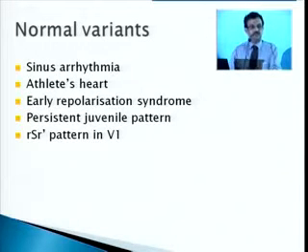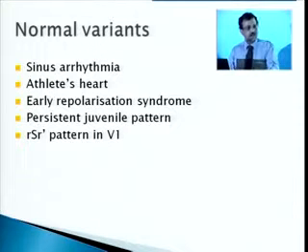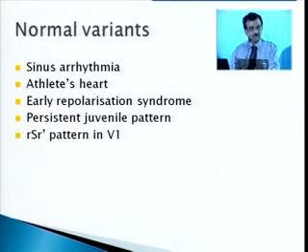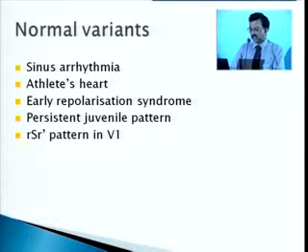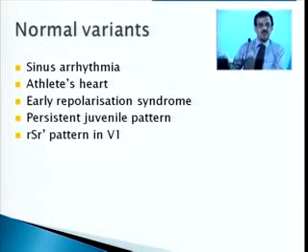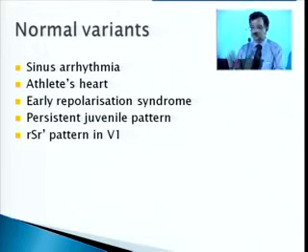Some normal variants, we will have a look at them. One is sinus arrhythmia, then there is athlete's heart, then there is early repolarization syndrome, there is persistent juvenile pattern, and sometimes RSR in V1. So these are all normal variants. That's what we get when we see an ECG. These things we should keep in mind before we conclude.